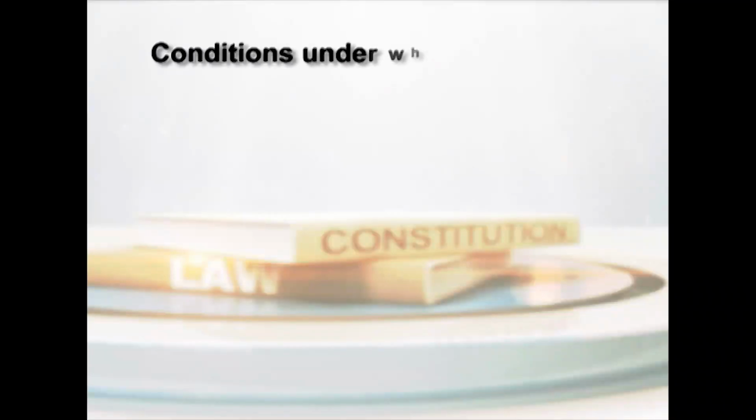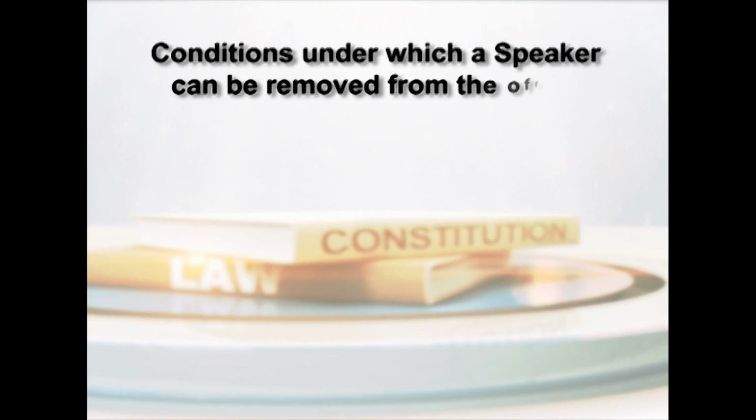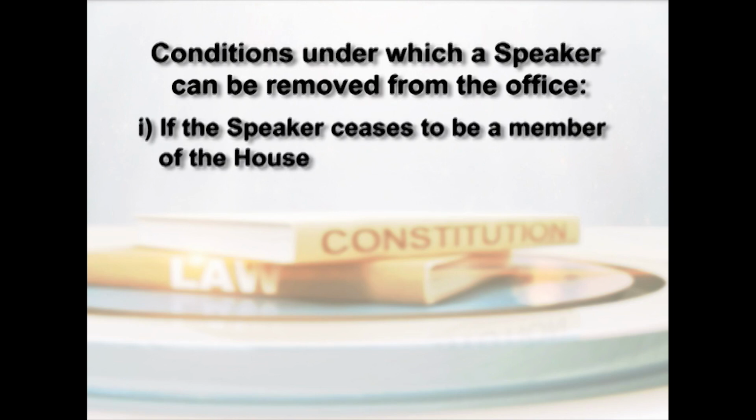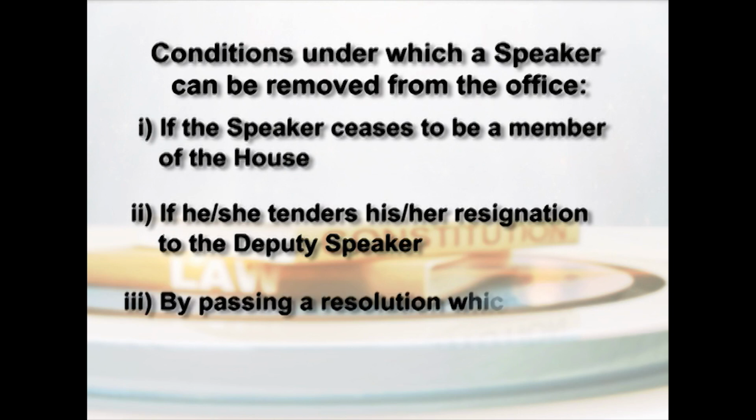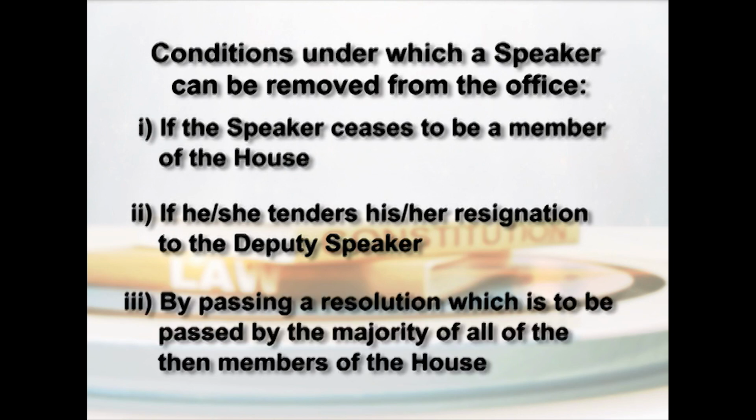Now, there are certain conditions under which a Speaker can be removed from his office. First of all, if he ceases to be a member of the House, he can be removed from his office. Secondly, if he or she tenders his resignation, and the resignation letter is required to be addressed to the Deputy Speaker and vice versa. Finally, the Speaker can be removed by a resolution passed by a majority of all of the then members of the House. And this is in accordance with Article 94 of our Constitution.